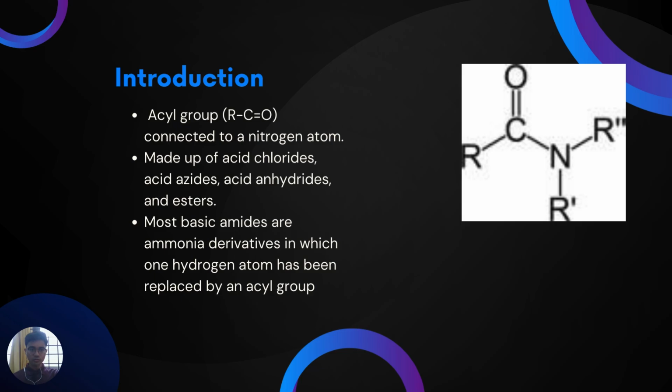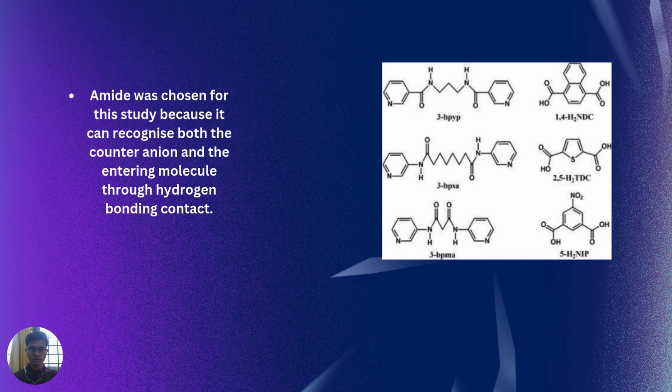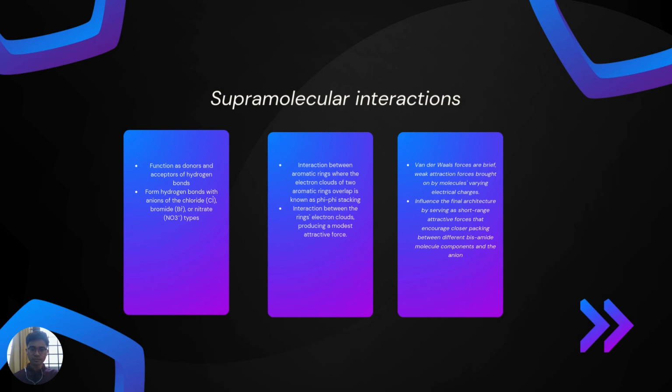Amides are also neutral chemicals. In fact, the C-N bond is generally a single bond that allows for unrestricted rotation. The amide linkage is planar. As we can see, this is the example picture for basic amide compounds. I am choosing amides because this study can recognize both the counter ion and the entering molecule through hydrogen bonding contact.